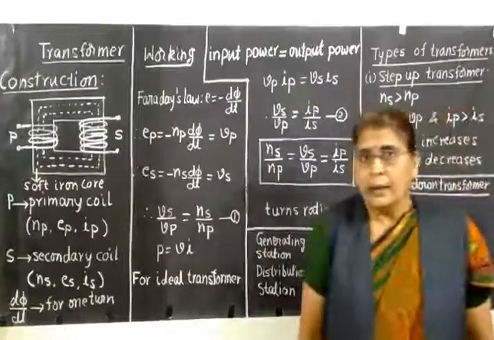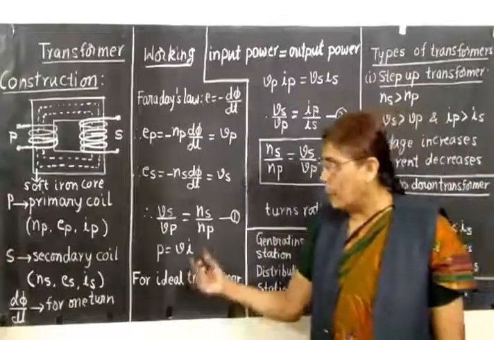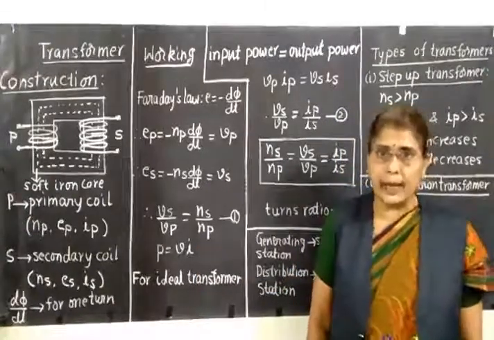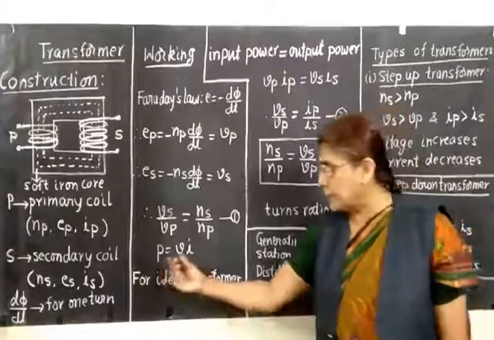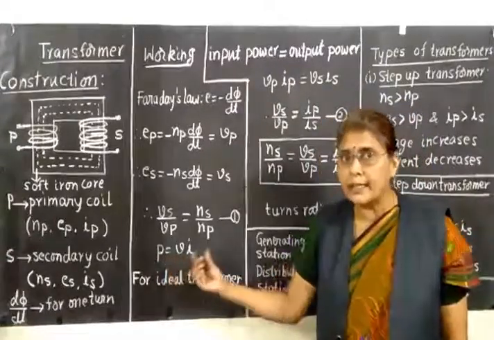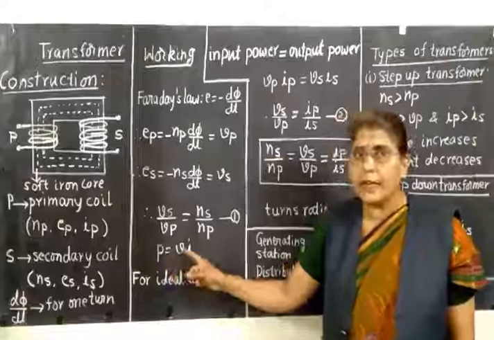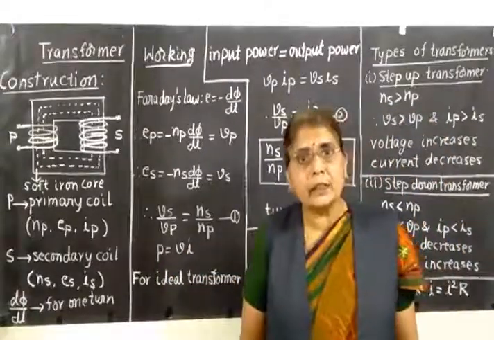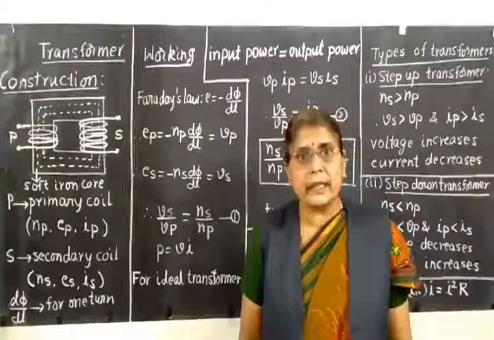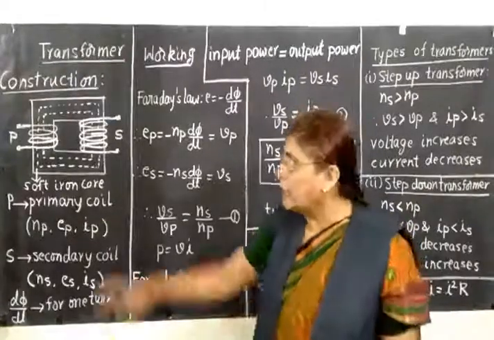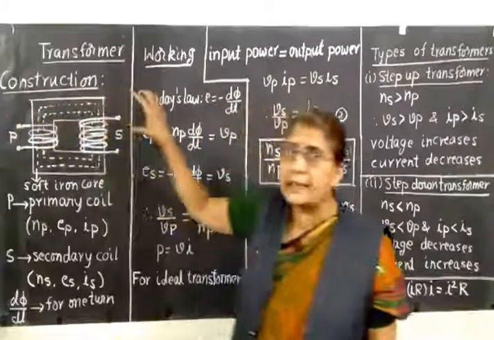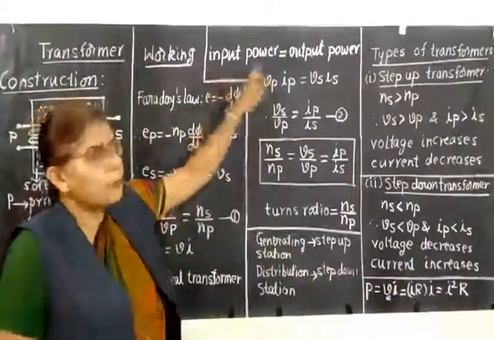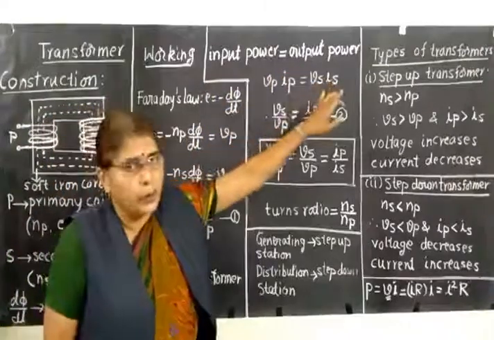Now let us define power for an ideal transformer. You know, in the last session we have done, instantaneous power is the product of voltage and current. P is equal to V into I. For an ideal transformer, we assume that there is no loss in power. There is no loss in power means what? Input power should be same as the output power. That is, we write the equation: input power is equal to output power.